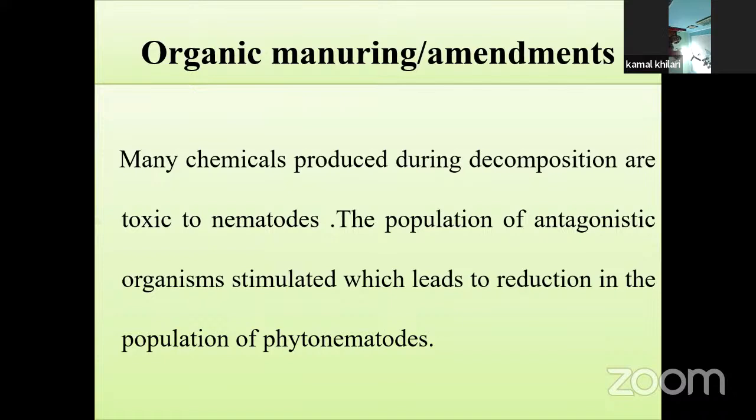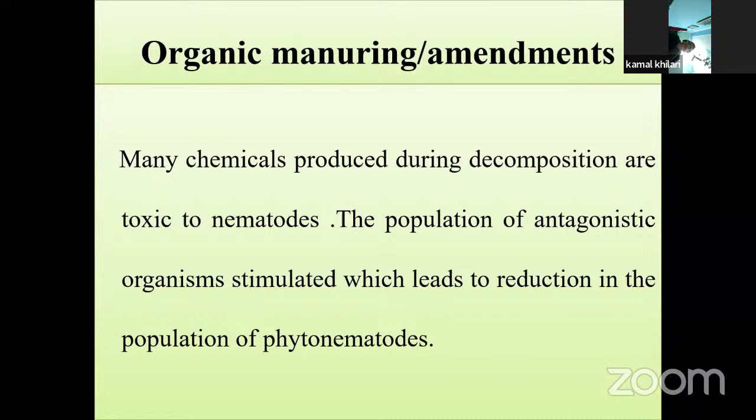And then organic manuring and amendment. These include farmyard manure, vermicompost, and cakes, the addition of these cakes in the soils. All these organic amendments are very effective. When we mix these amendments in the soil, there is decomposition, and because of the decomposition, there is a formation of some chemicals, some acids. These chemicals and acids are very harmful to the nematode structures. They may be harmful to the larval, adult, and egg stages. So directly they harm these stages of the nematode.